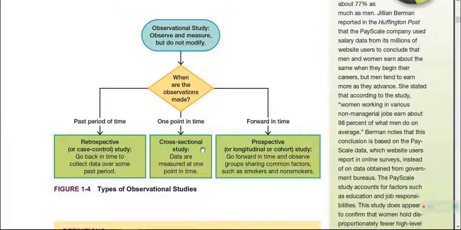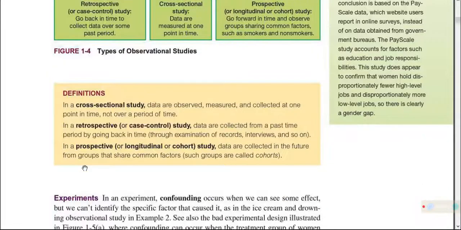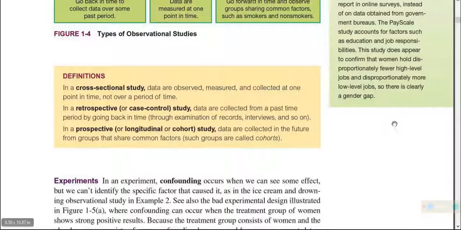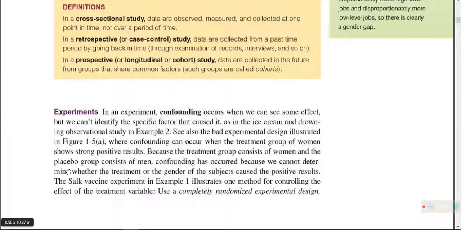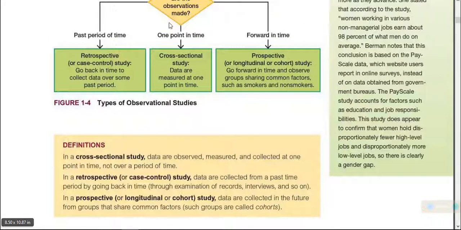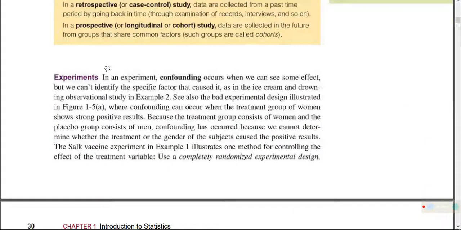Next, forward in time, prospective or longitudinal or cohort study. Go forward in time and observe groups sharing common factors such as smokers and non-smokers. So, sa future naman. Okay, these are the definitions. Hindi ko na siya i-discuss kasi medyo malinaw na naman tayo dito sa graph.